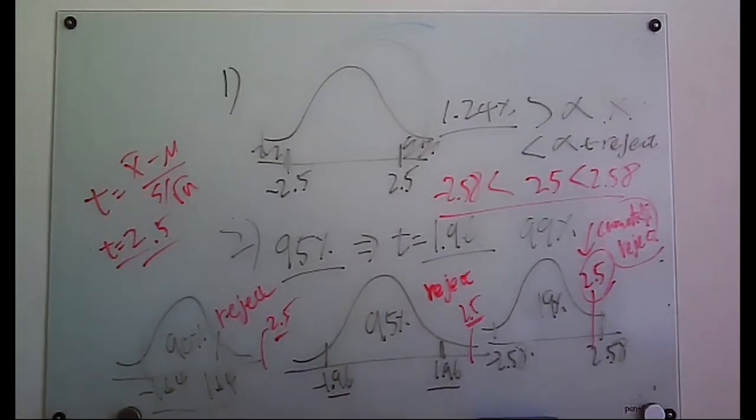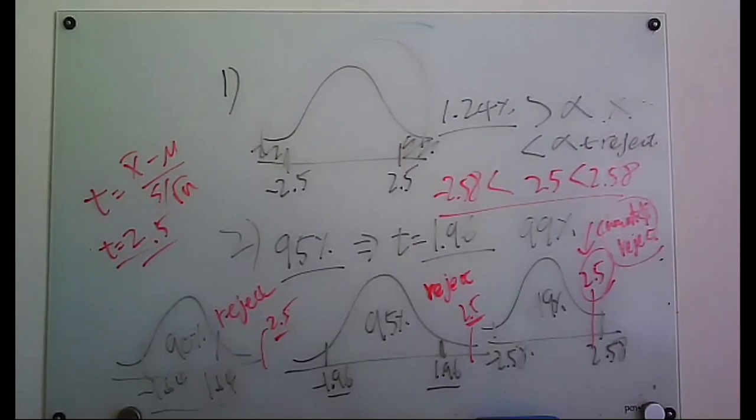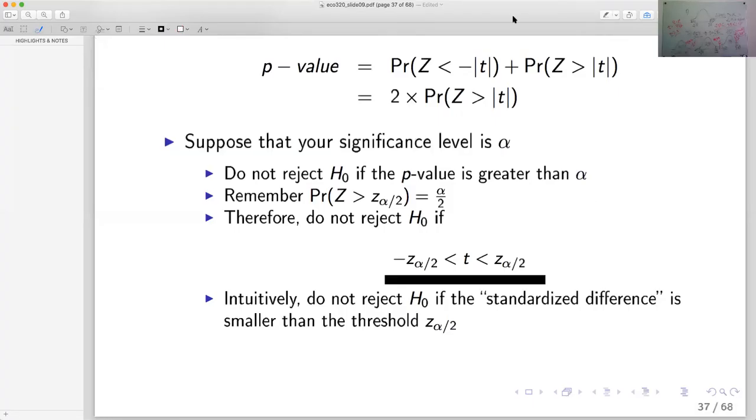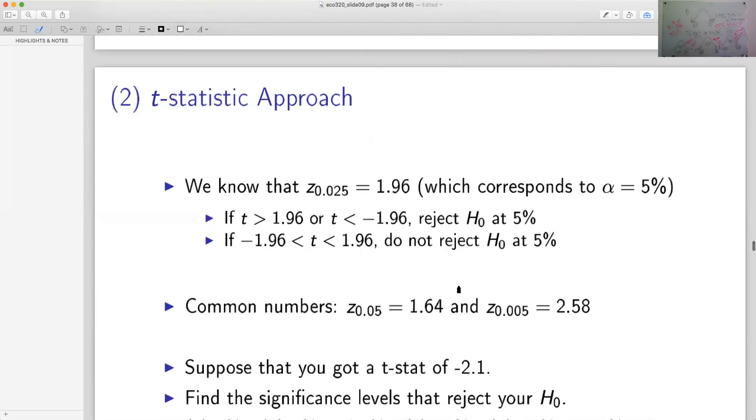Okay, let me go back to the screen. So for example, if t is between z alpha over 2 and negative z alpha over 2, if alpha is 5%, then it's going to be negative 1.96 and 1.96. And if this is 1%, it's going to be negative 2.58 and 2.58, right? We discussed that and I showed it over here.